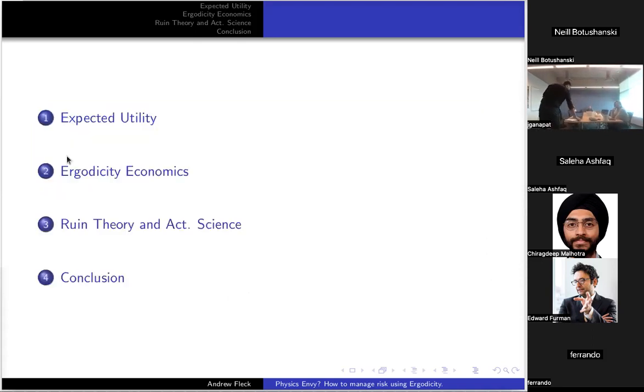Before I get started on ergodicity economics, I have to give a quick primer on the de facto decision theory that economists start from, which is called expected utility. Then I'm going to talk about ergodicity economics and how we can solve some problems presented by expected utility. At the end, if we have time, I want to talk about how ruin theory, as part of actuarial science, can offer insights, and there may be potential cross-pollination between the two subjects, and how insurers can provide some insight here.